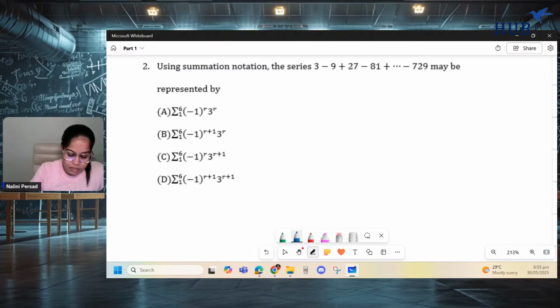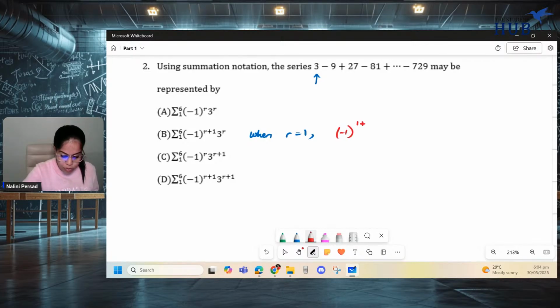For the first term, we have 3. So when r is equal to 1, one of these summations must give me 3. So you're looking at it, working it out in your mind. If I were to substitute 1 here, I'll get negative 3. I'm going to try option B. When r is equal to 1, we will have negative 1 to the power of 1 plus 1 multiplied by 3 to the power of 1. So we have 1 by 3, which is 3, which is the first term. So the list here is correct, option B. Even if you work on this, it will not be giving you 3.